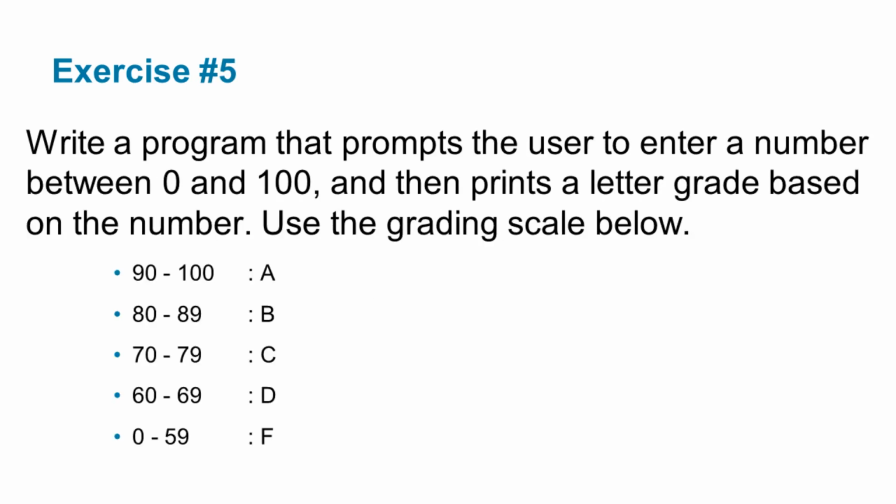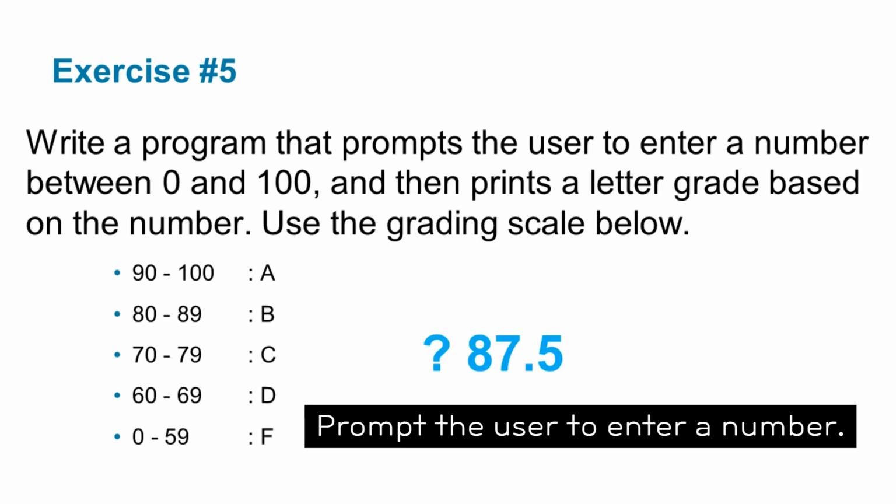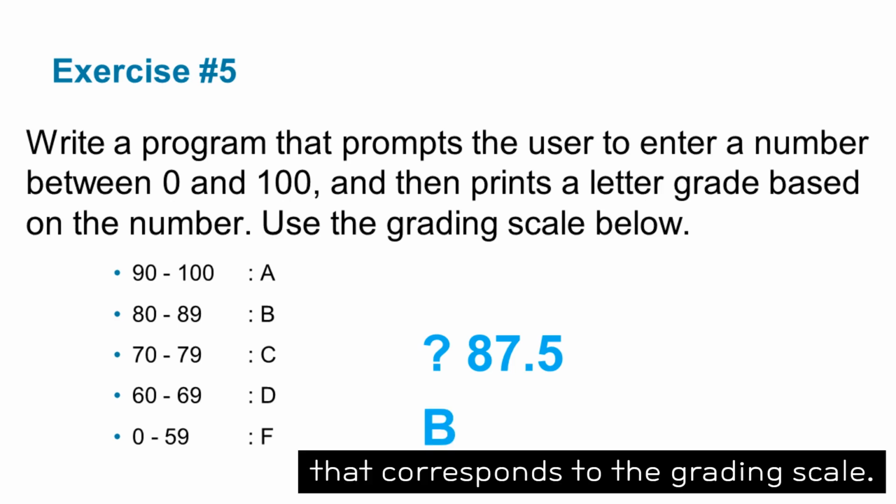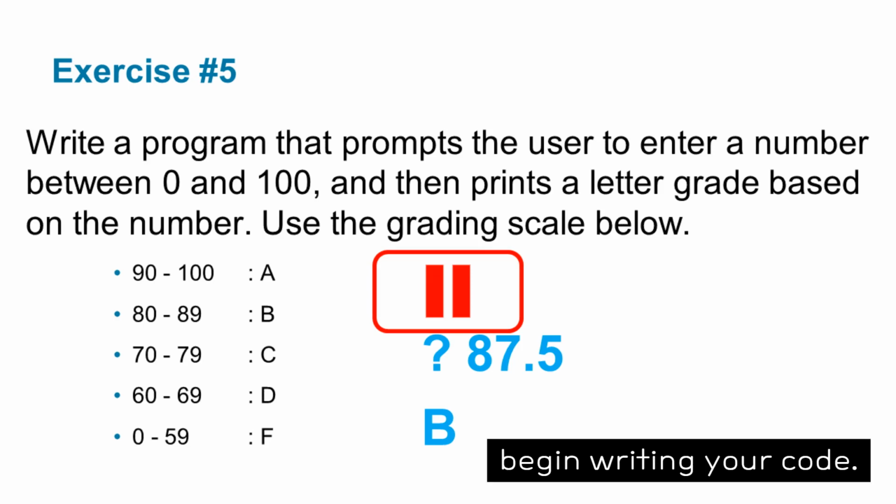Exercise number 5. Write a program that prompts the user to enter a number between 0 and 100, and then prints a letter grade based on the number. Use the grading scale below. For example, prompt the user to enter a number. Then print a letter grade that corresponds to the grading scale. Please pause the video and begin writing your code.